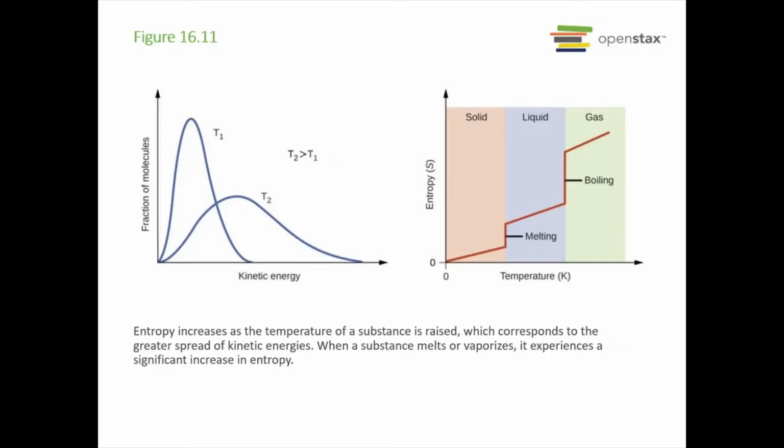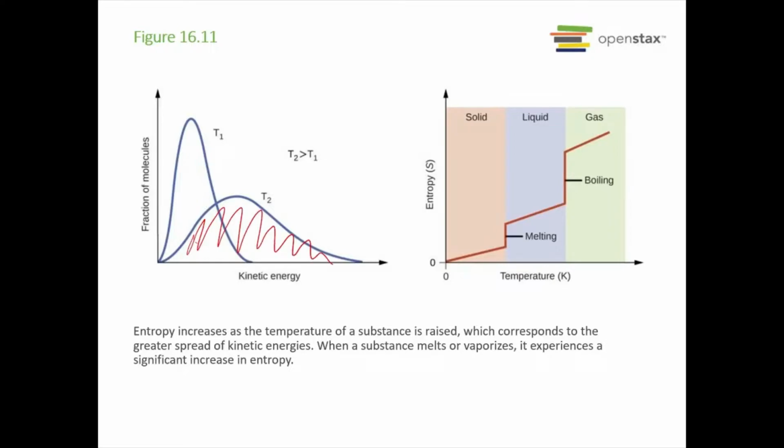And then here's also showing you entropy versus kinetic energy. So the first graph, you see fraction of the molecules versus kinetic energy. So as you have this higher temperature, you have a greater distribution of kinetic energy. You have the higher overall energy.